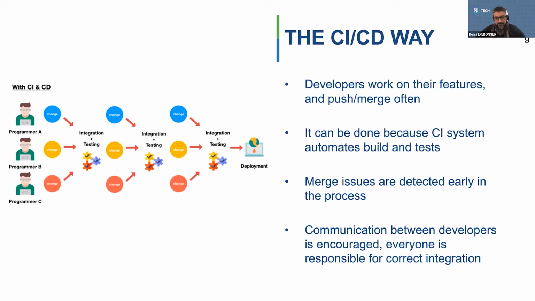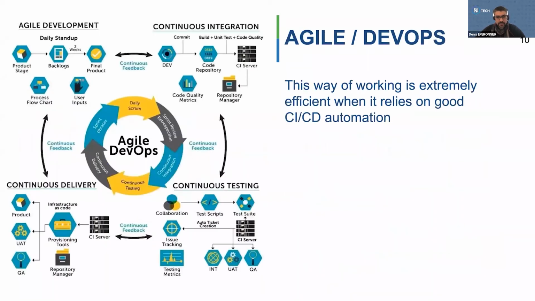tools. To illustrate even further the agile and DevOps way of working, here in this picture on the top left, you can see that you have your agile development with sprints, meetings, and so on. And a CI/CD system is there to support first the continuous integration, where people commit, push, merge, and the system takes it to actually build and perform some testing.